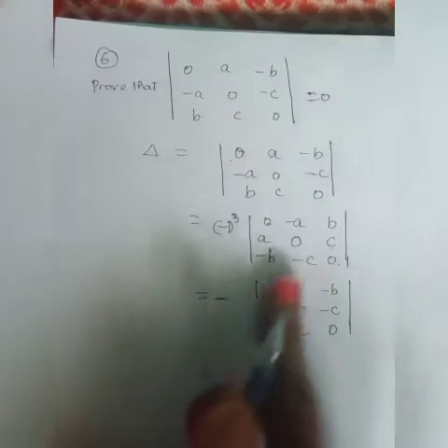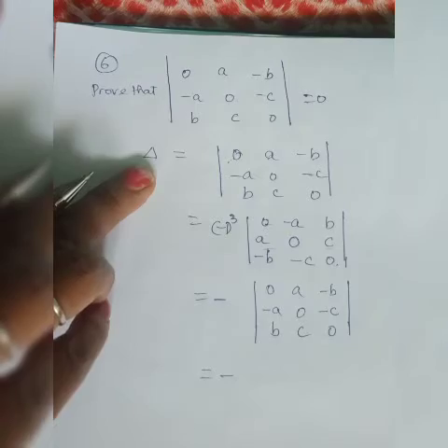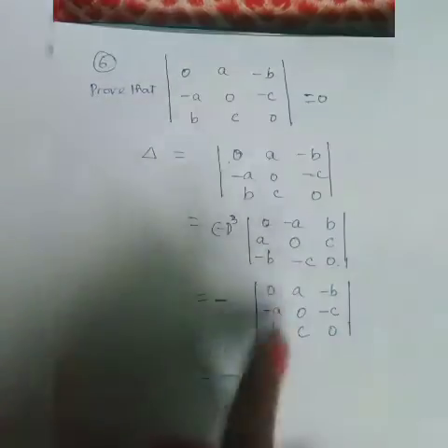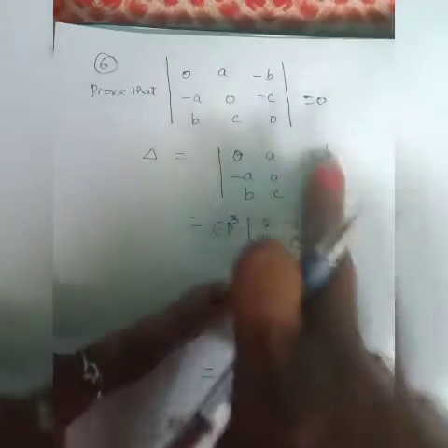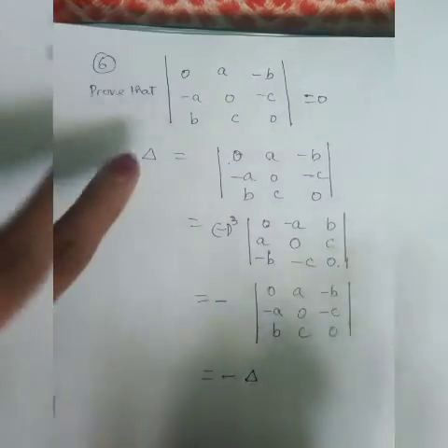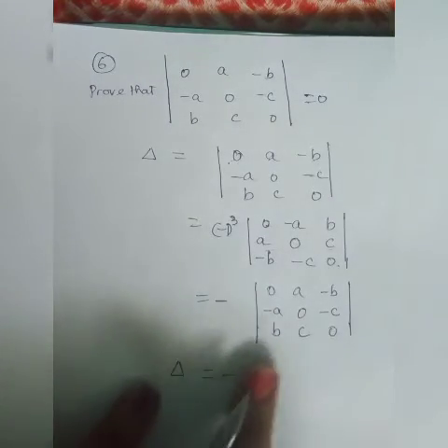But what is this actually? Look at the problem. This is what we have taken as delta. So look at these two now. Without considering this minus, you look at these two determinants, they are the same. So we have named this as delta, so this is nothing but delta. We started with delta and we ended with minus delta.